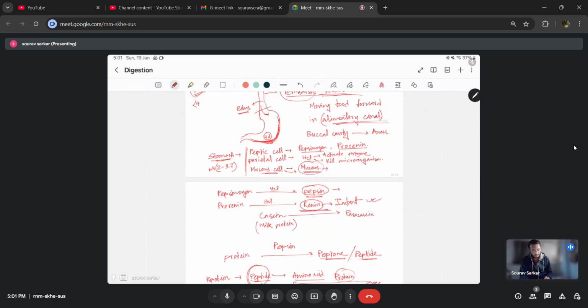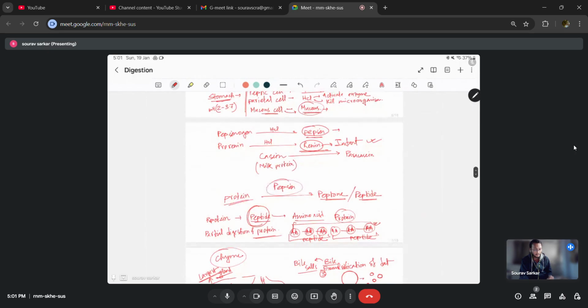Now protein will be broken down by pepsin into peptone and peptide. Proteins will be broken down into peptide, and peptide will be broken down into amino acid, but that is not done in the stomach. In the stomach, the protein is only broken down to peptide. Peptide to amino acid conversion is done in the duodenum or small intestine.